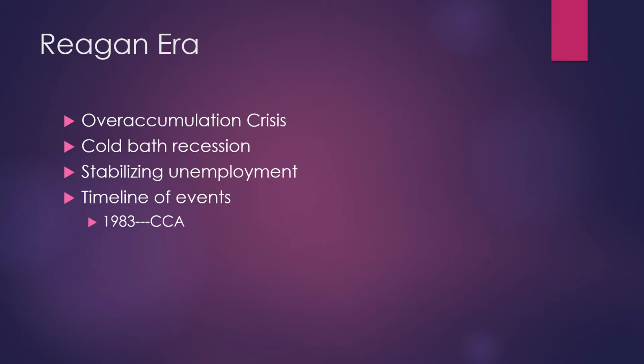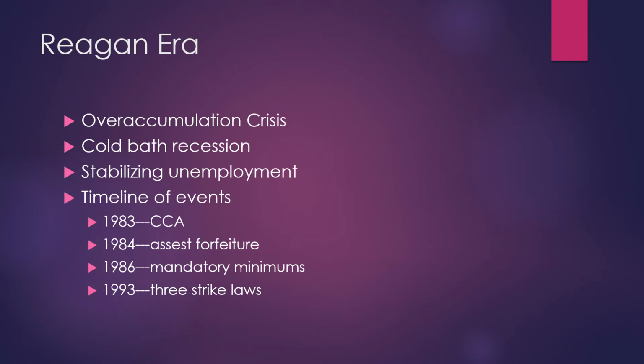1983 is when the Corrections Corporation of America is founded. They are the first and currently the largest contemporary private prison corporation. In 1984, the federal crime bill establishes asset forfeiture, which allows 90% of drug-tainted property to be seized by the police. 1986, the Anti-Drug Abuse Act establishes mandatory minimums that have wide racial disparities in them.